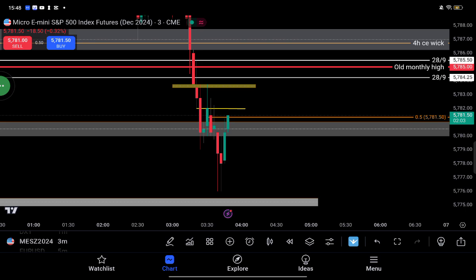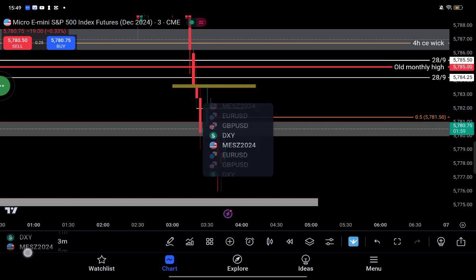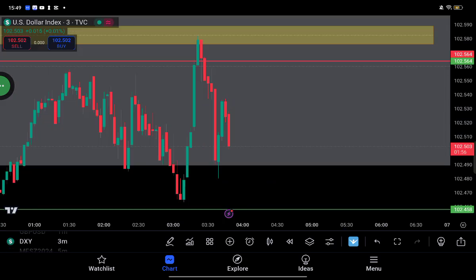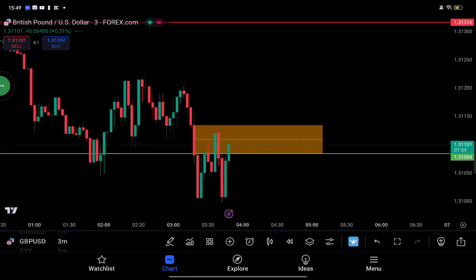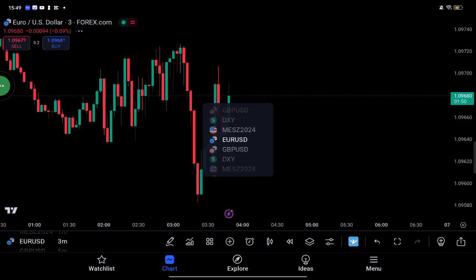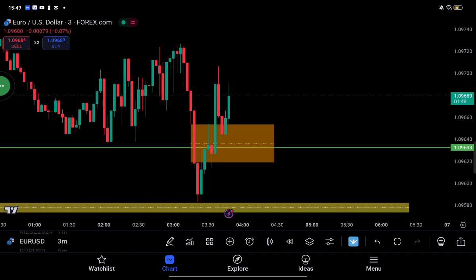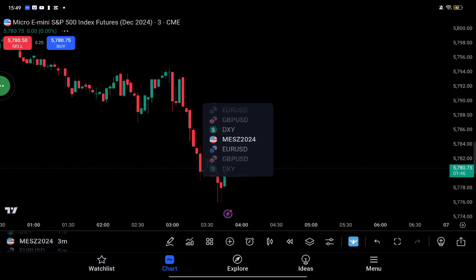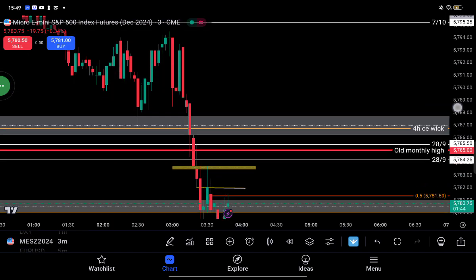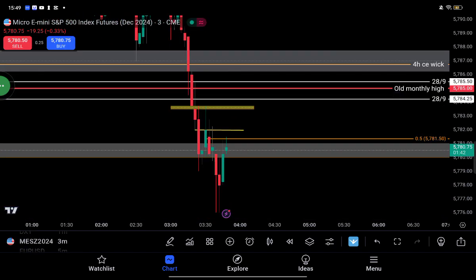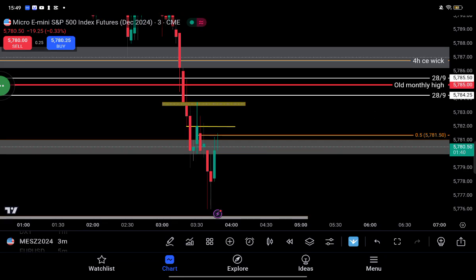Okay, dollar is just going lower. Forex now catching up, going higher. Okay, dollar is going lower. GBP is still holding at the CB. For Euro is looking bullish already. And the fact that we close back.